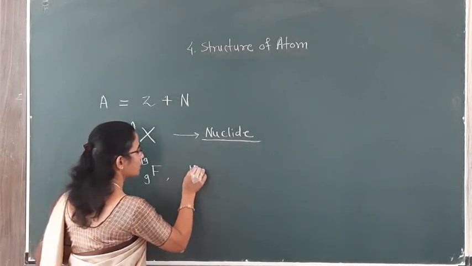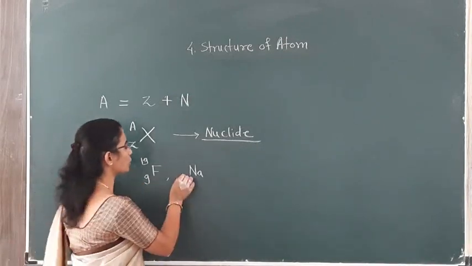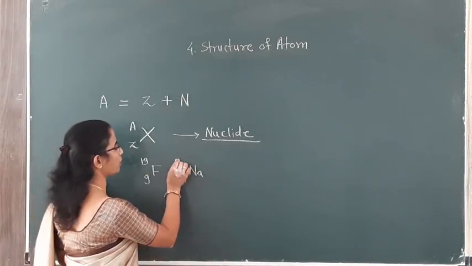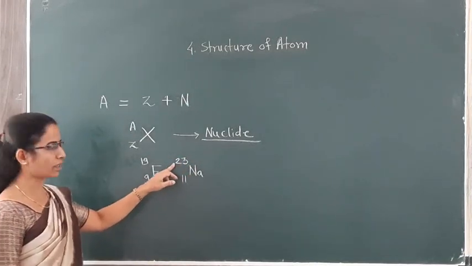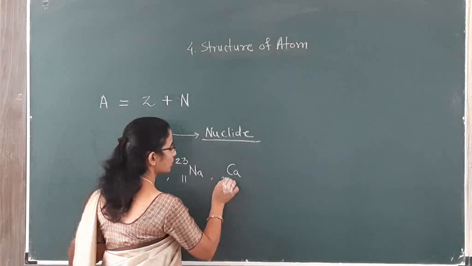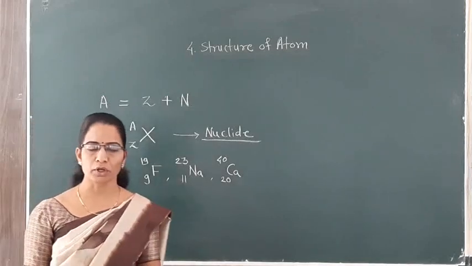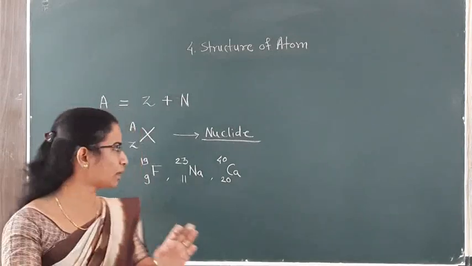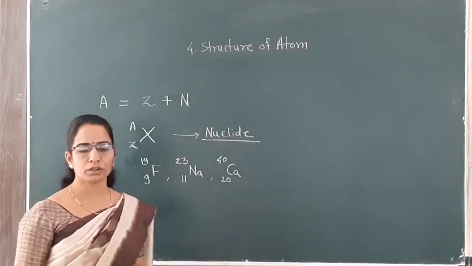See more examples. Sodium. How is sodium represented? We know the atomic number of sodium is 11, so it is written here as a subscript, while its mass number is 23, so it is written as a superscript on the left hand side. Similarly, you can represent calcium atom with atomic number 20 and mass number 40. In this manner, in the periodic table, every element can be represented with the help of its atom by using such representation. So these are the nuclides.